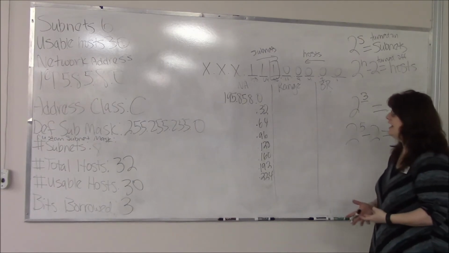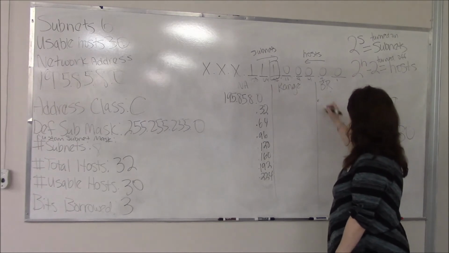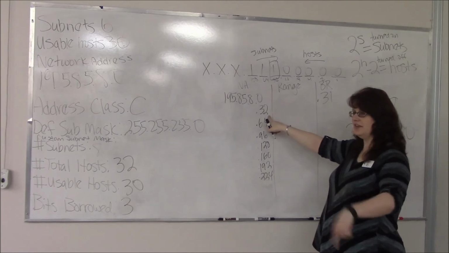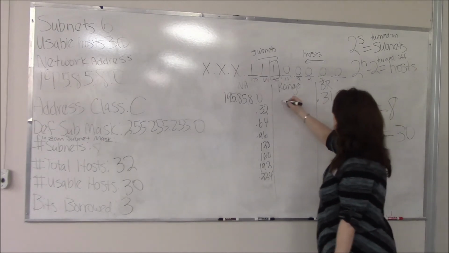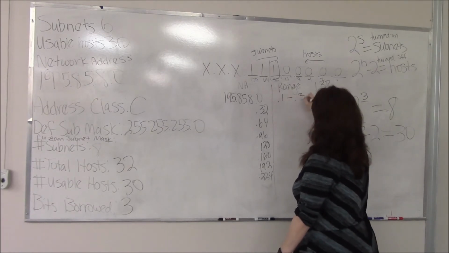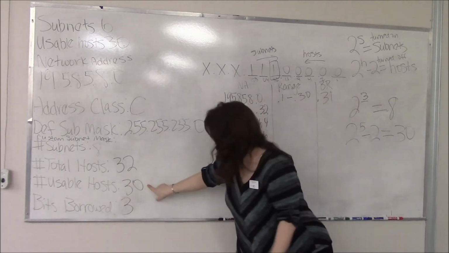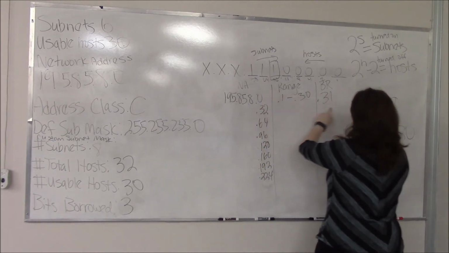So once I figured that out, my broadcast is 31 because it's 1 less than the next network address. And my range is a .1 to a .30. And hey, here we have our 30 usable hosts, right in that range. 32 total addresses because of the 0 and the 31.